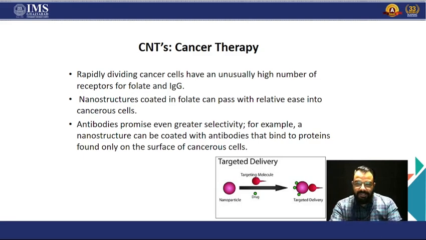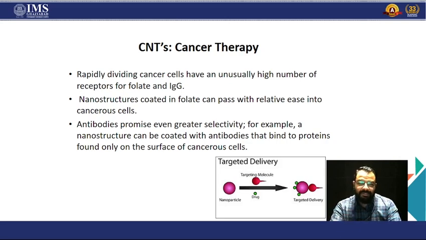If we talk about cancers, they are rapidly dividing cells, and when we see the cancer cells, they have a high number of receptors for folate and IgG. IgG is immunoglobulin G. So that's the basic difference between a normal cell and a cancer cell. The cancer cell has more folate and IgG receptors. So what we do, we take carbon nanotubes as a carrier. In the vicinity of the CNT, we fill it with a drug of interest, and this nanostructure is coated with folate, as folate receptors are available on cancer cells.